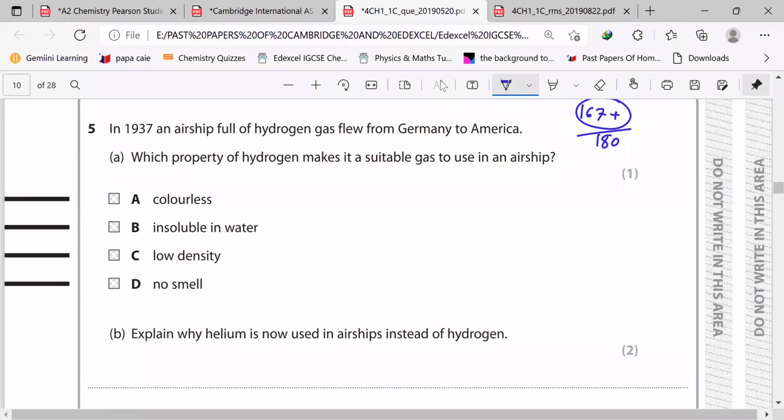In 1937, an airship full of hydrogen gas flew from Germany to America. A. Which property of hydrogen gas makes it a suitable gas to use in an airship? Low density. Hydrogen gas is less dense than air. Even for any gas, we would still pick low density in this question. Not everyone has your intelligence; I had very little, and all my guesses would be incorrect.